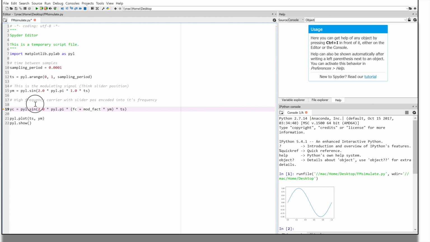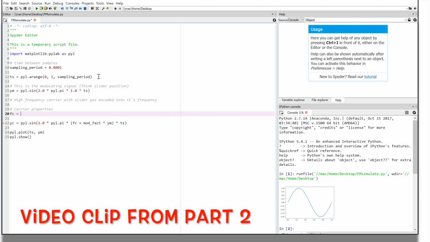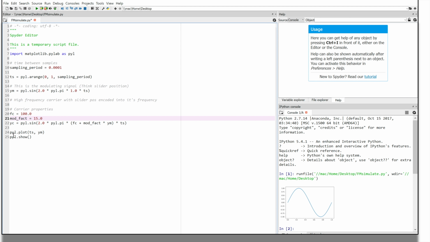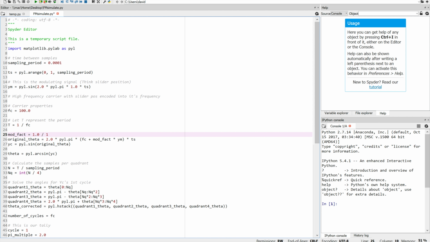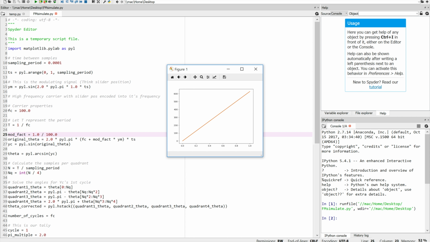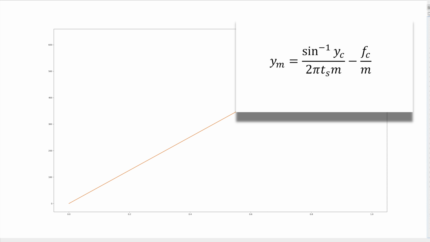Watch this scene. The last thing I need to do is assign values to both the center frequency and the modulation factor. For now, I set the modulation factor to 15, the only reason being that it forces the signal stored in YM to have a really visible effect on how much the carrier's frequency varies. Here we are going to do the opposite, since we now want as little variation as possible. Look at that. We have a perfect match between theta and the original theta that produced YC in the first place. Using this formula, we will finally be able to solve for YM.